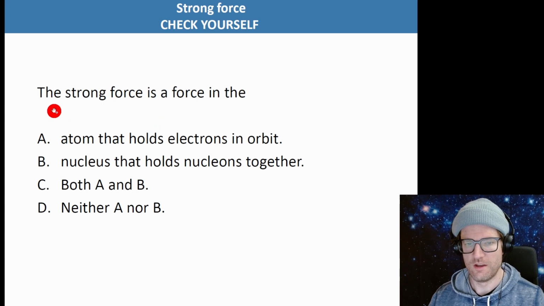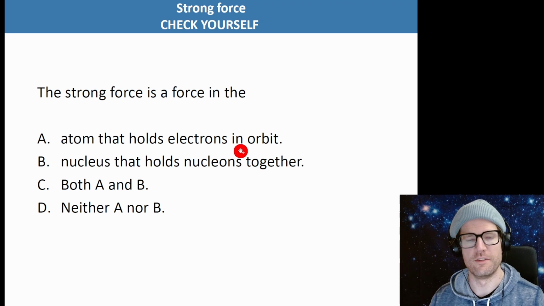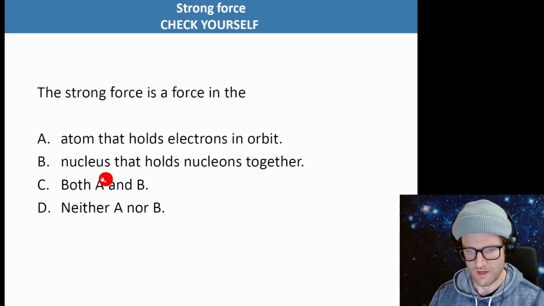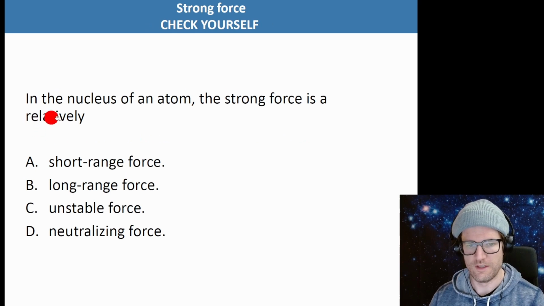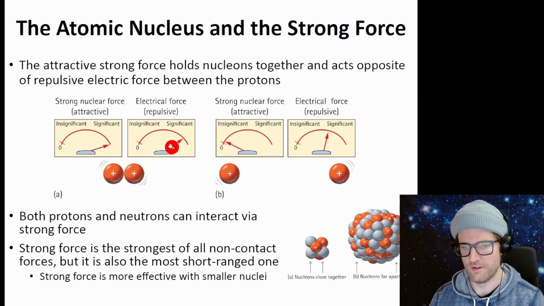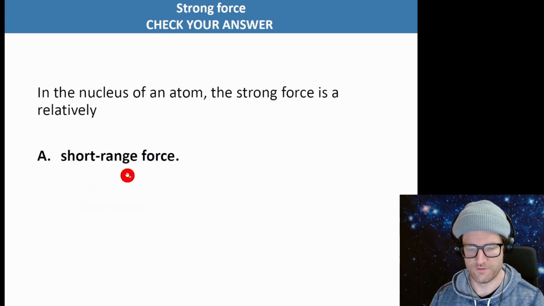Okay, the strong force is a force in the atom that holds electrons in orbit. Note that the thing that holds electrons in orbit is the electrostatic force, which attracts electrons to protons. The strong force is in the nucleus and holds nucleons together. That sounds right. So B. In the nucleus of an atom, the strong force is a relatively short-range force, long-range force, unstable force, or neutralizing force. So up here, because it's strong when things are close together and really, really weak when things are far apart, it's a short-range force.